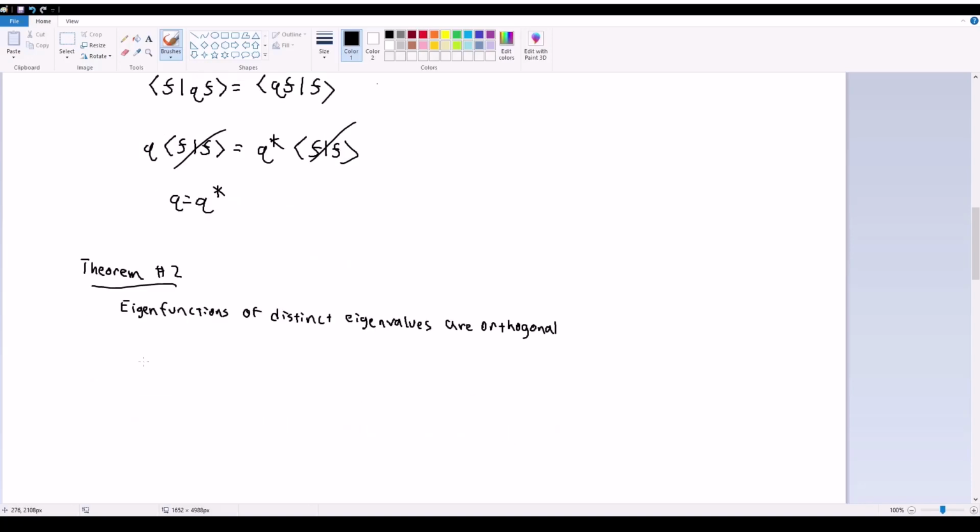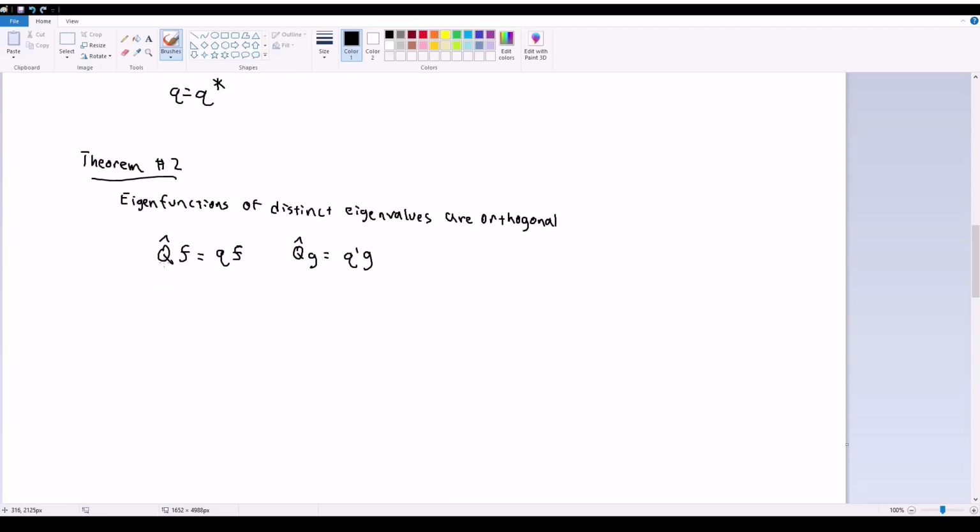Let's suppose that I have two separate eigenvalue expressions with two different eigenfunctions for the same operator. I'm going to say q hat operated on my eigenfunction f is going to give me little q, which is the eigenvalue for f, multiplied by f. And I'm going to operate with the same operator, but this time on a new eigenfunction g, and this is going to give me a separate eigenvalue, let's call it q prime, multiplied not by f, but by g. So basically, I have the same Hermitian operator operating on two different eigenfunctions, and I am getting two separate eigenvalues, a q and a q prime.